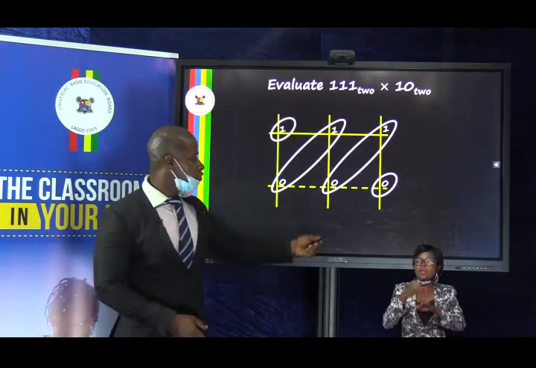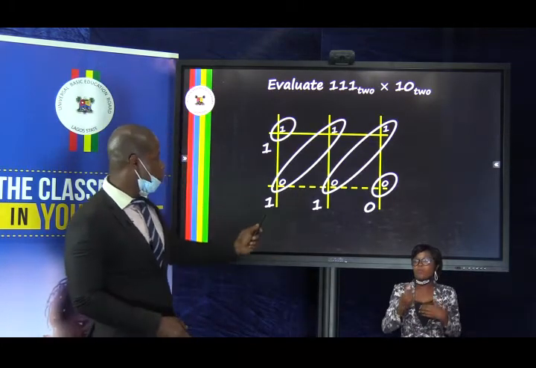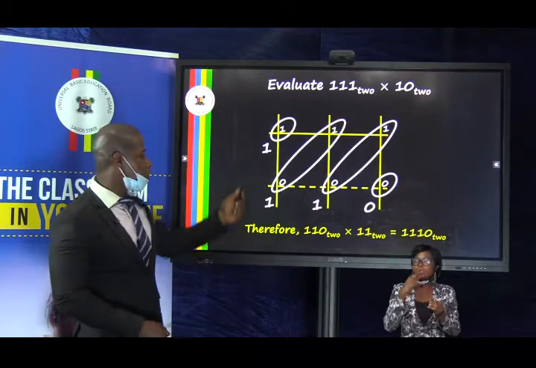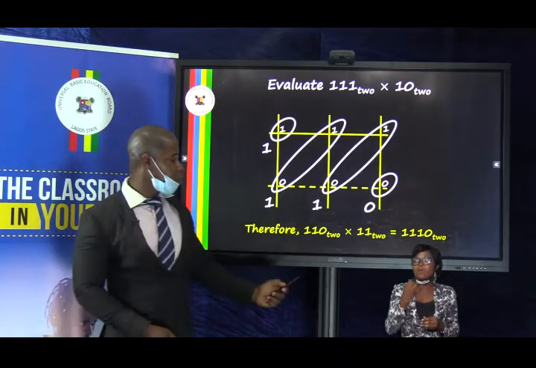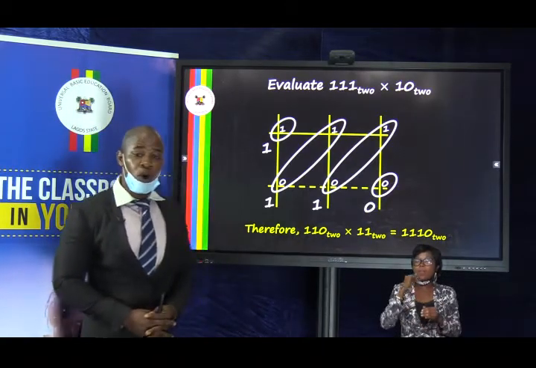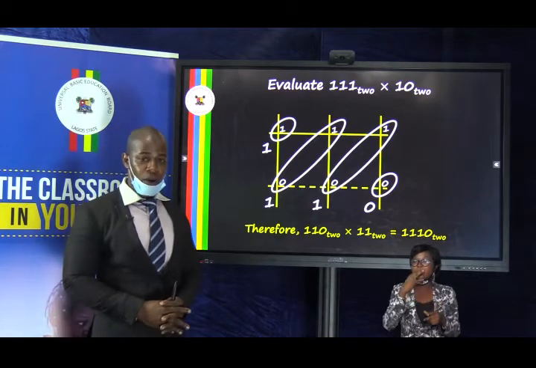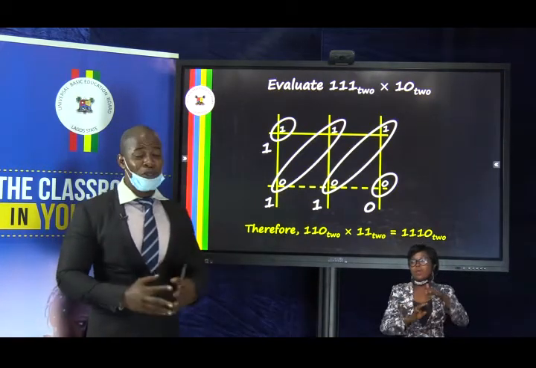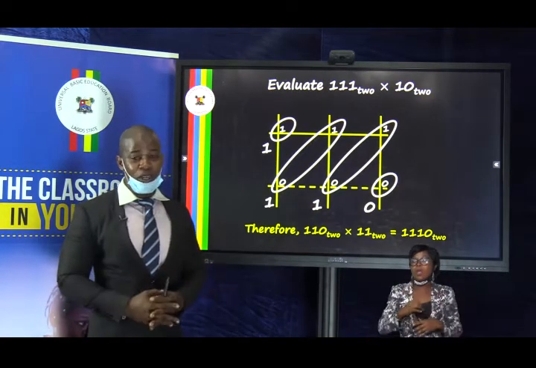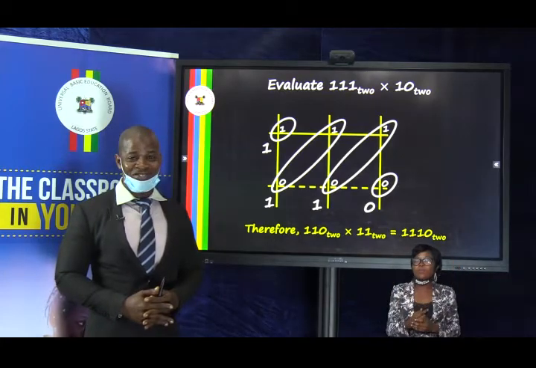So at the end here we have 0, at the end here we have 1 plus 0 is 1, 1 plus 0 is 1, and here we have 1. So we read our numbers this way, and our final answer is 1110 in base 2. I'm sure that you got this right, and for that I'm going to celebrate you with a cheer.